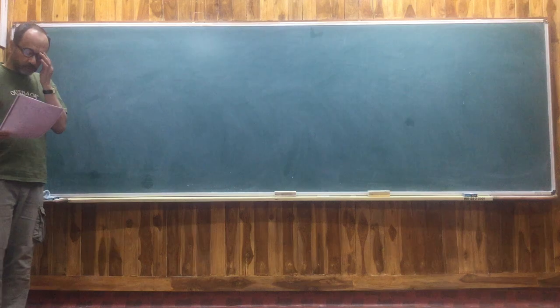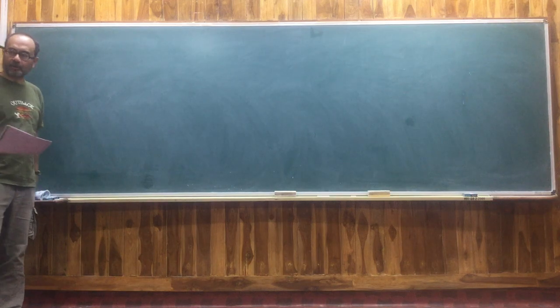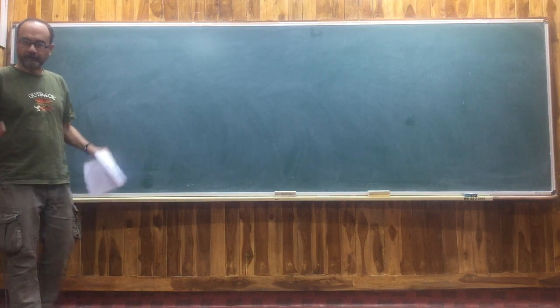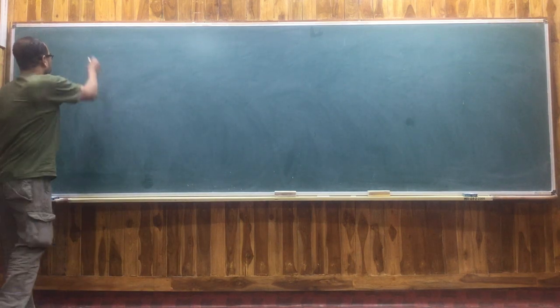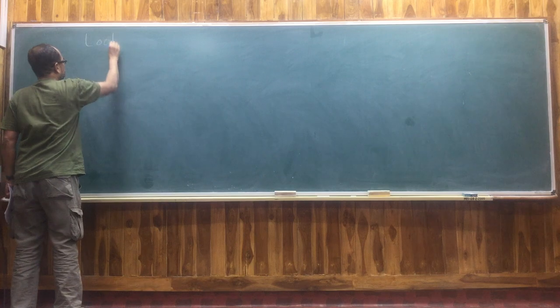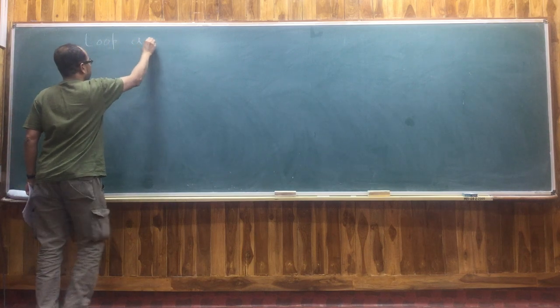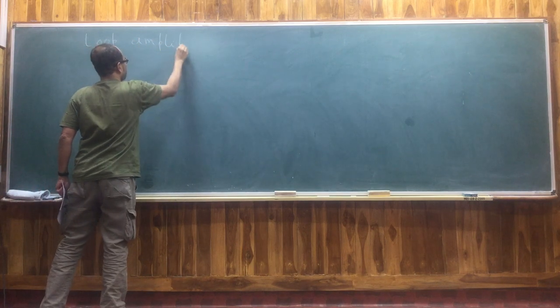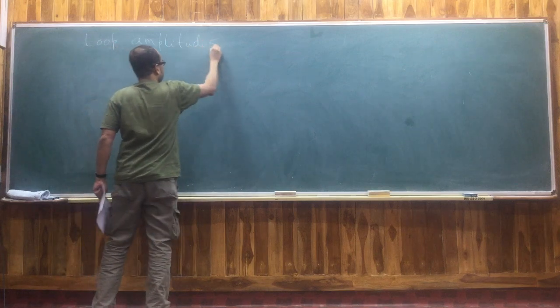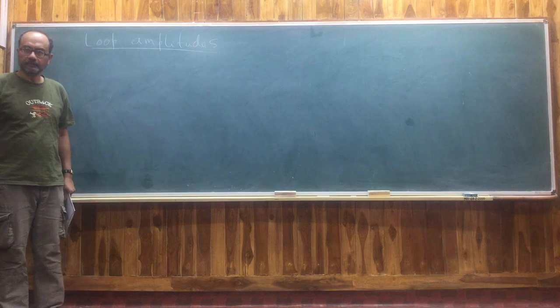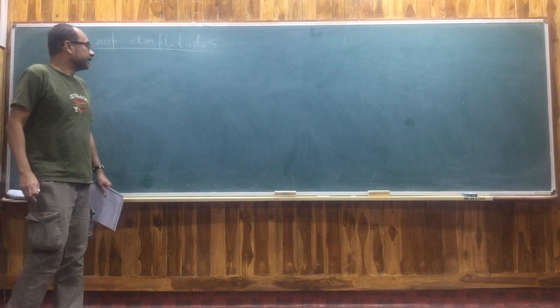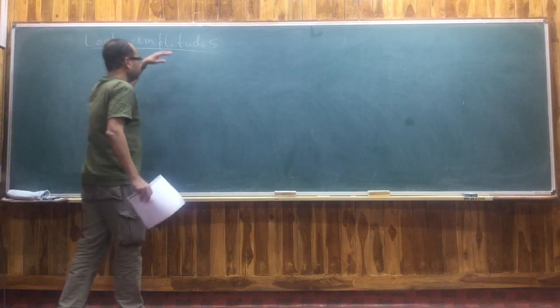So today I'll try and start discussing loop amplitudes. Of course, we set up the general formalism of how to derive Feynman rules. But we'll see that there are some special features of the loop amplitudes which have to be understood before we can actually evaluate them. And the special feature that you have to understand is the following.